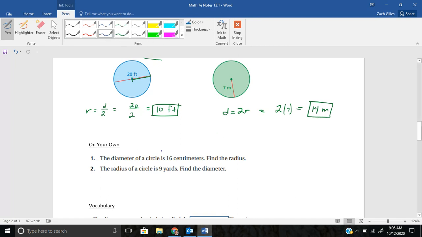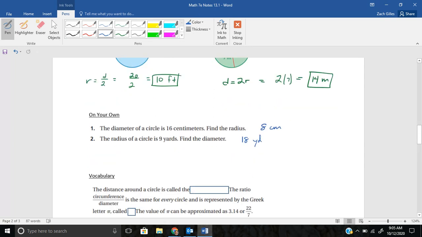Alrighty, for 1 it says the diameter of a circle is 16 centimeters. Find the radius. Okay, so you'd cut that in half, so it would be 8 centimeters. And then the radius is 9 yards. Find the diameter, so multiply it by 2. You should come up with 18 yards for that diameter. Okay.